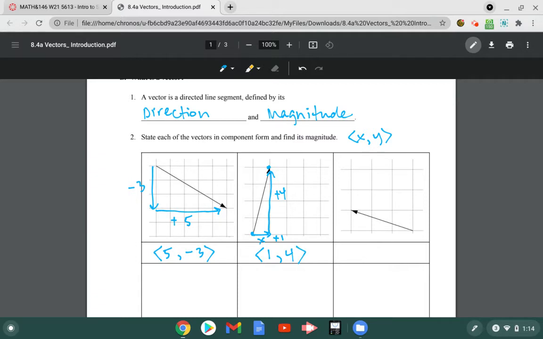Okay, so finally for this one, again, starting at the initial point, I need to move 1, 2, 3, so negative 3 in the X direction, and then positive 1 in the Y direction. So component form here is going to be negative 3 for X and positive 1 for Y.